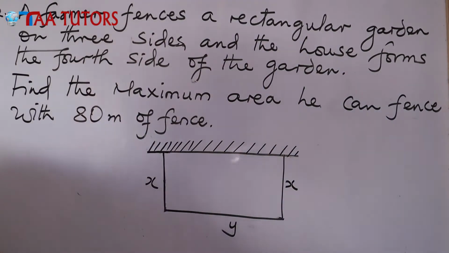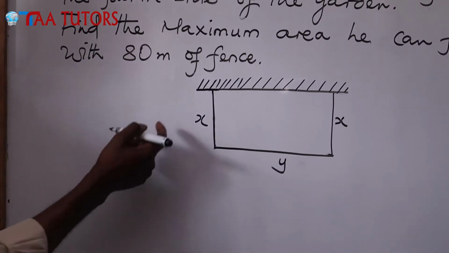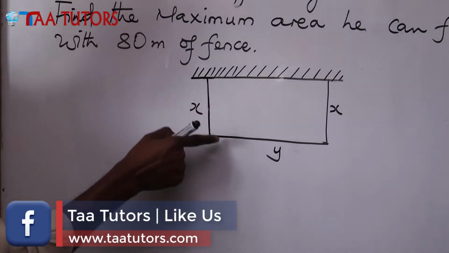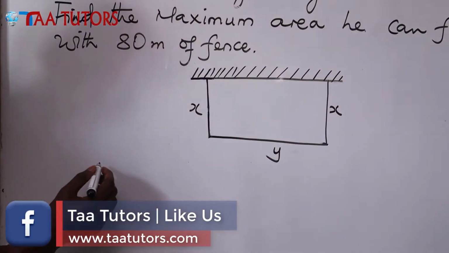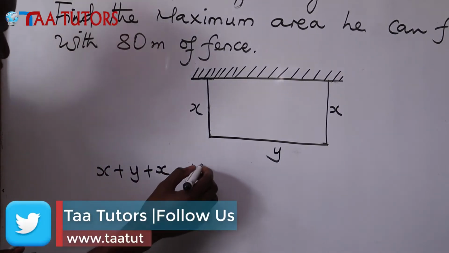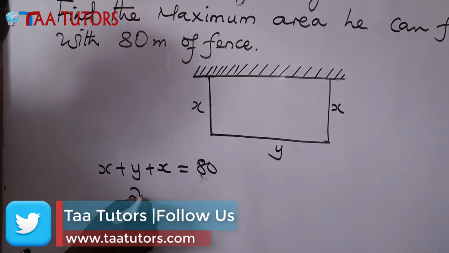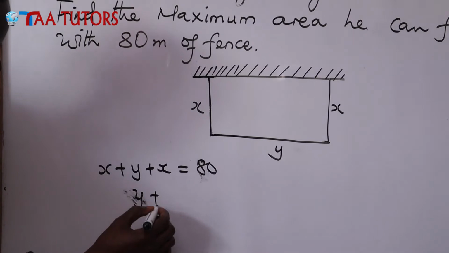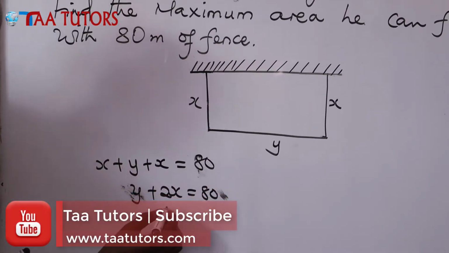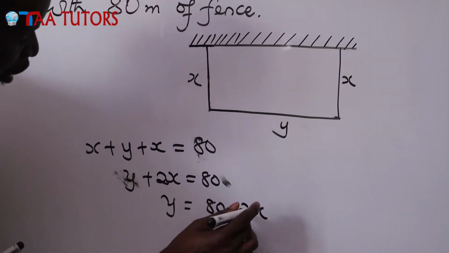So the first thing, like in example 1, is we apply perimeter. But in this case, we are going to deal with the side which is fenced. That is, 80 meters will be x plus y plus x. Let me say x plus y plus x should give us 80 meters, and therefore 2y plus 2x equals 80 meters. So y here will be 80 minus 2x.